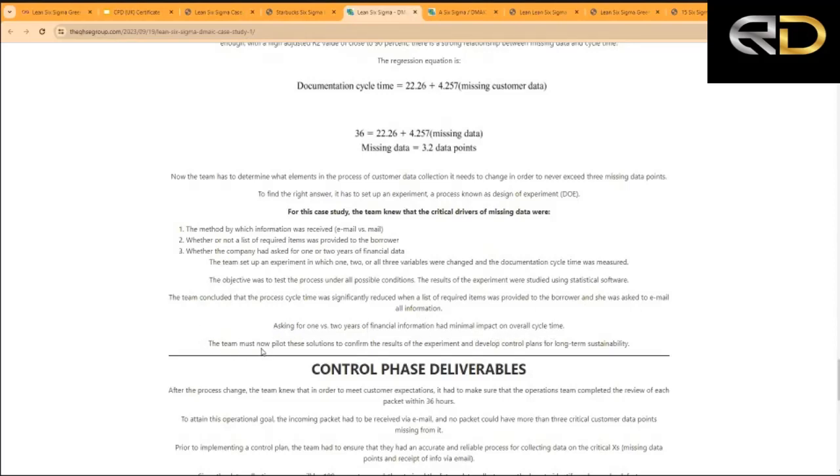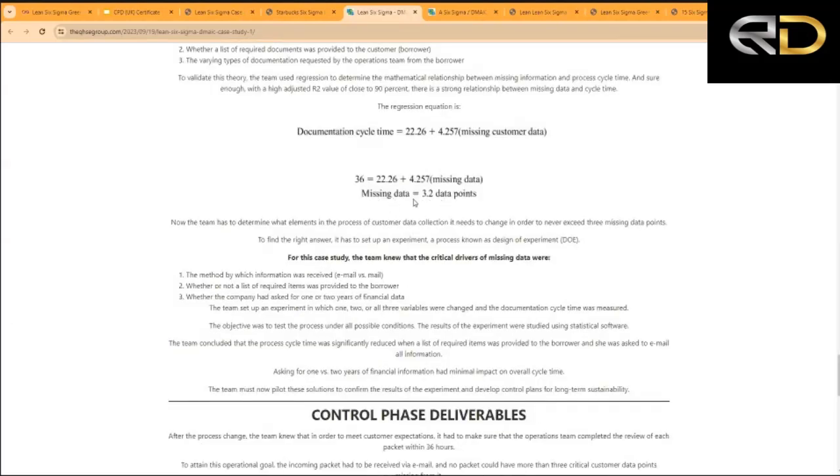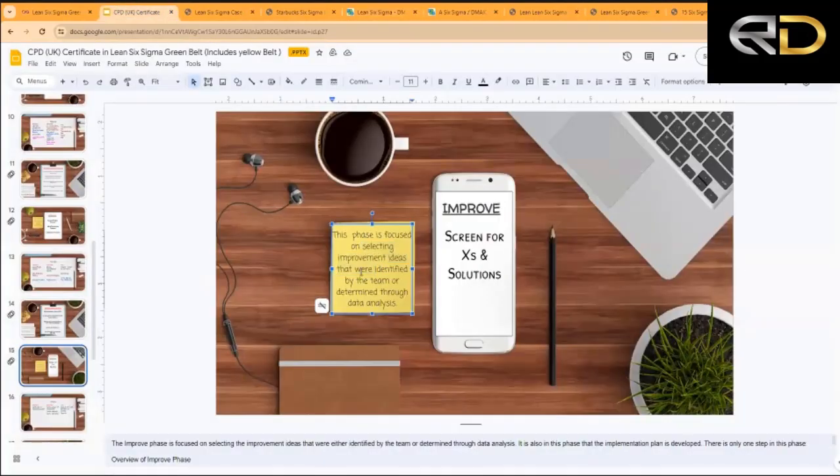So now the team must pilot these solutions to confirm the result of the experiment and to deploy control plans. That means the team now agrees that we are going to give a checklist to the borrower, and also ask them to send the application forms by email. This has been the method that is successful in keeping these missing points on a file on 3.2. So that is an example of an improvement idea that has been identified by the team.